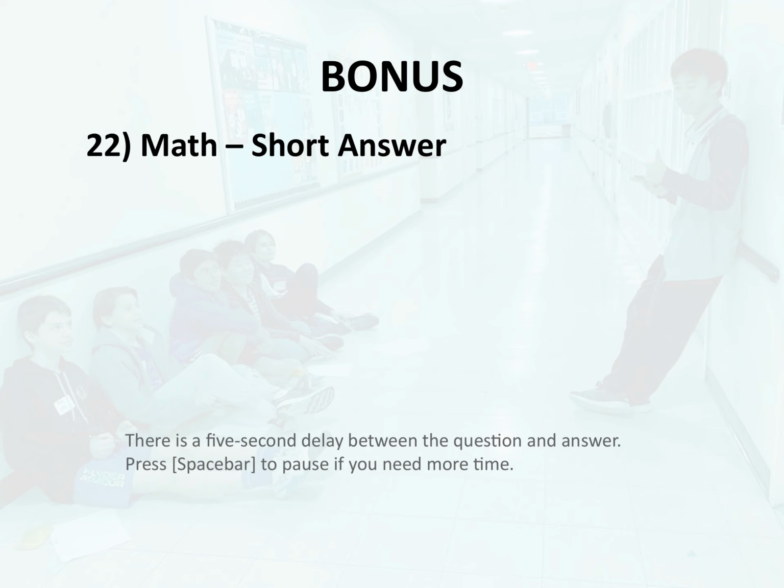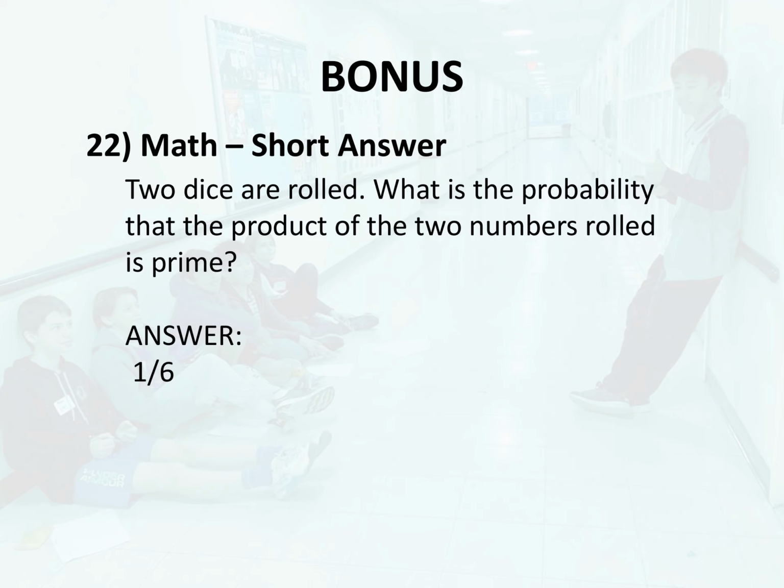Bonus 22. Math, short answer. Two dice are rolled. What is the probability that the product of the two numbers rolled is prime? Answer, 1 over 6.